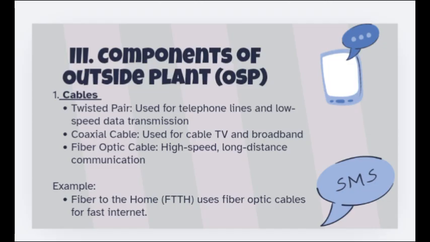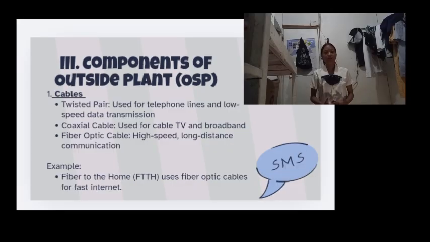First is cables. Twisted pair, used for telephone lines and low-speed data transmission. Coaxial cable, used for cable TV and broadband. Fiber optic cable, for high-speed and long-distance communication. Example, fiber to the home or FTTH uses fiber optic cables for fast internet. Cables are the main medium that carries communication signals like phone, internet, or TV from the service provider to homes, offices, and schools.